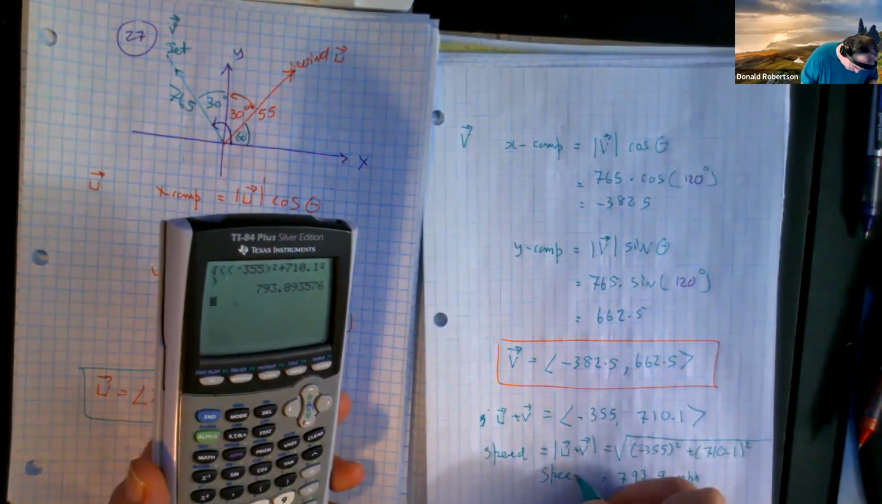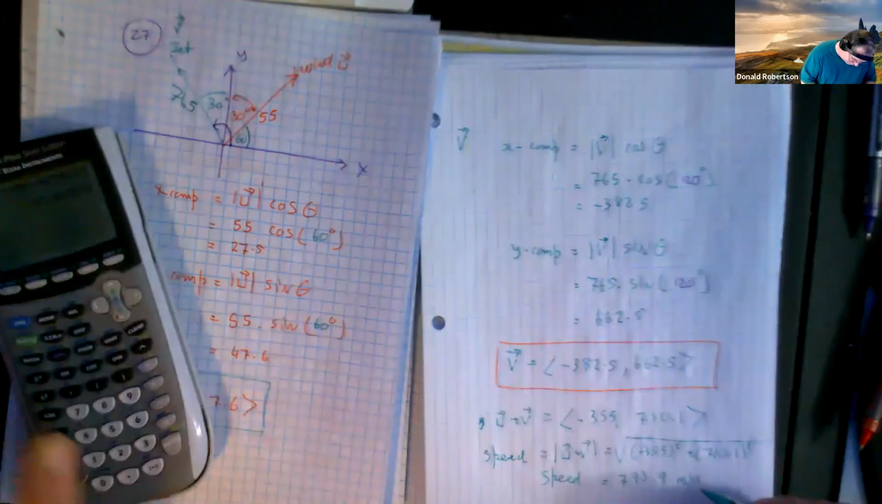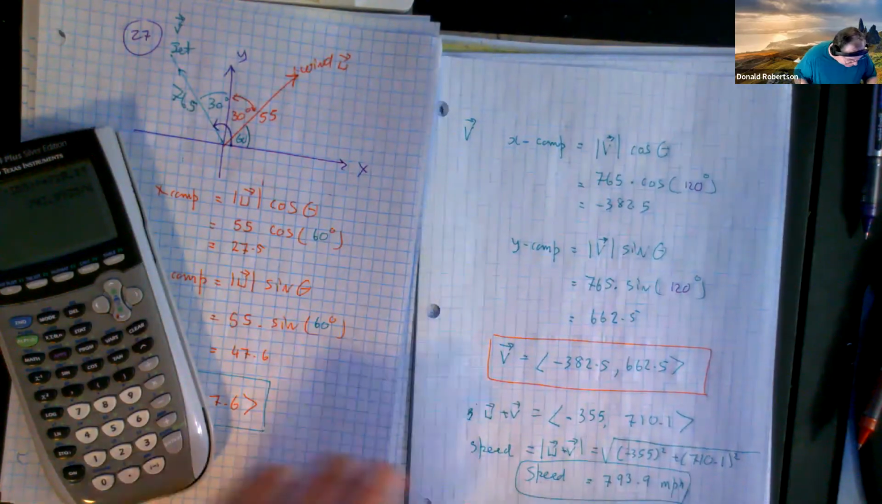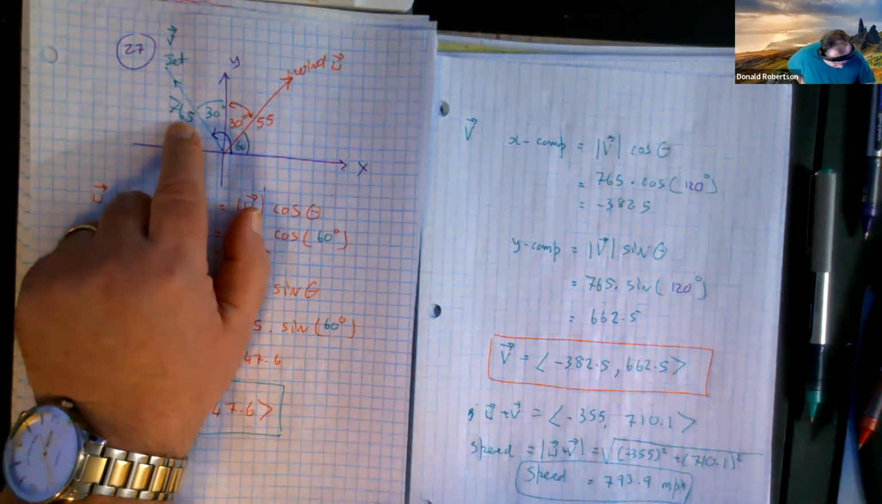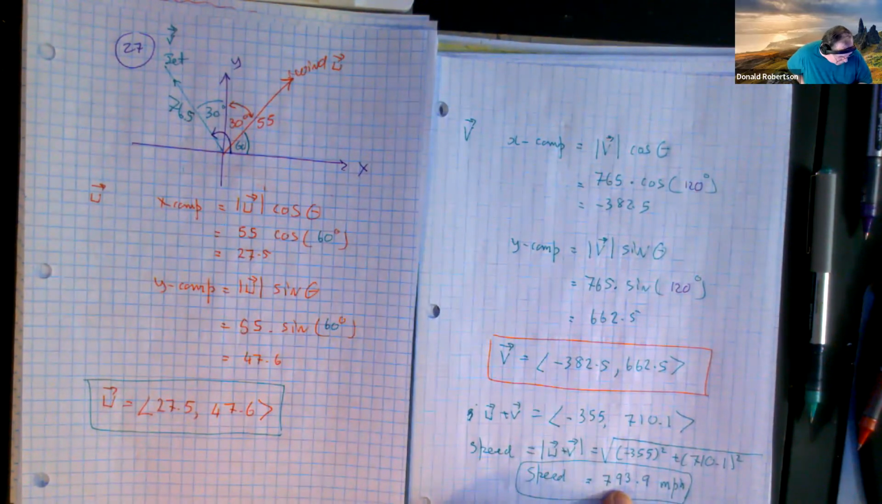So all that work was just to find out the speed. So let's see what the original speed was. 765, and it's going to go a little bit faster. So I guess the wind's helping it a little bit.